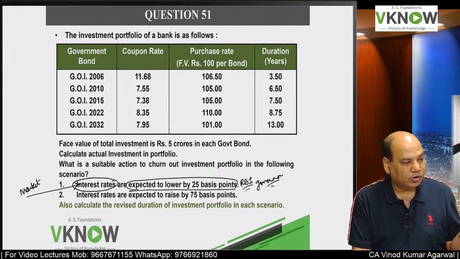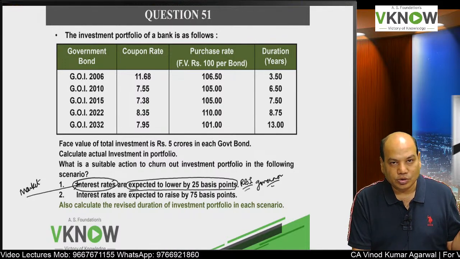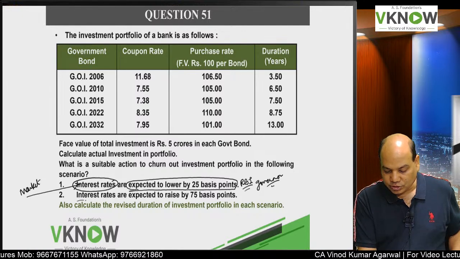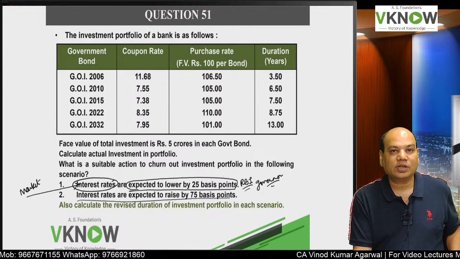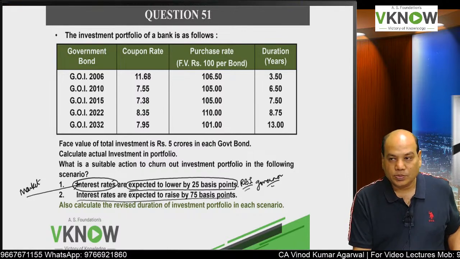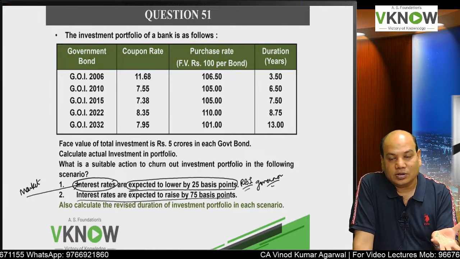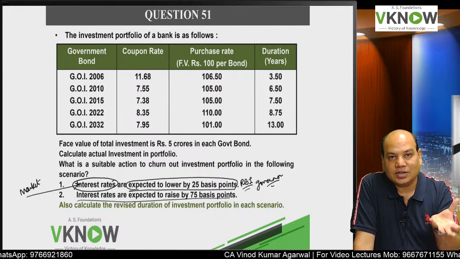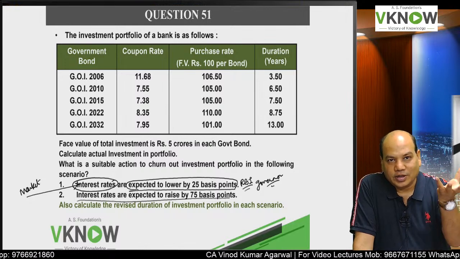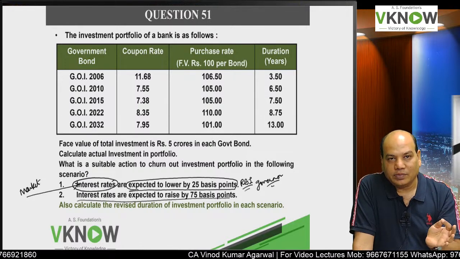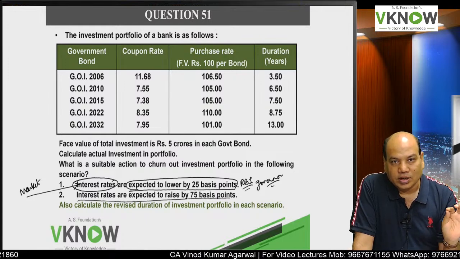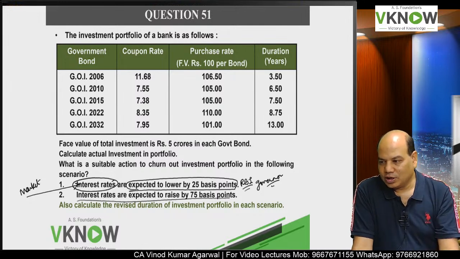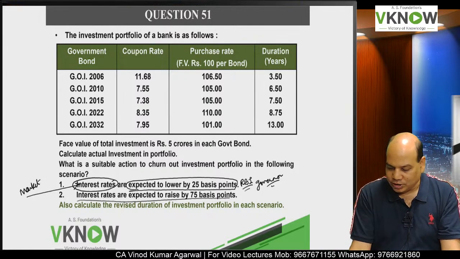If you are going to reshuffle your portfolio, then which bond are you going to buy and which bond are you going to sell? And then the reverse question: interest rates are expected to rise by 75 basis points. Suppose you have an expectation that the RBI governor in the next monetary policy is going to increase the repo rate or interest rate. After having such expectation, what action will you take as a portfolio manager? So keep thinking about these two questions that will test your intelligence.